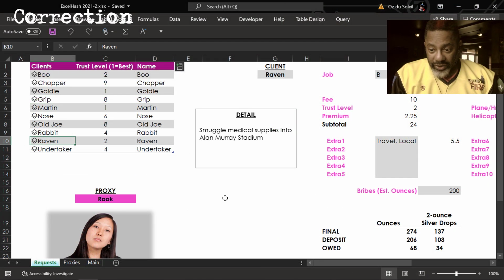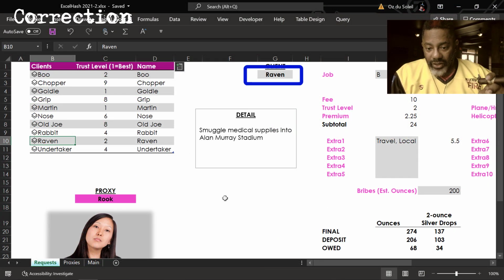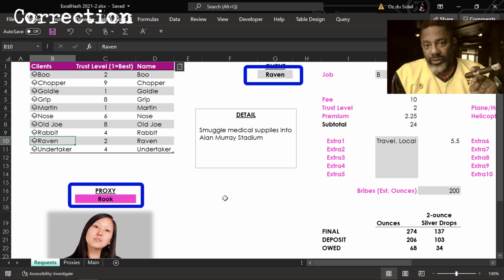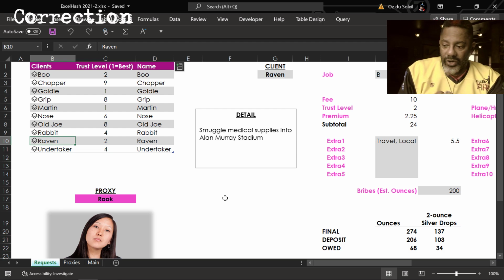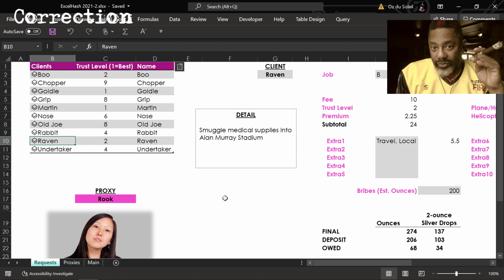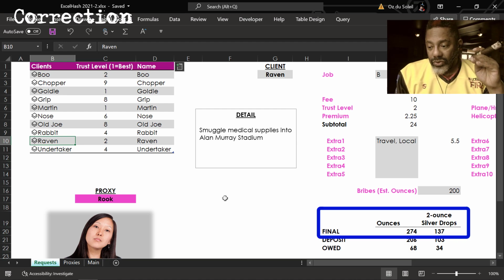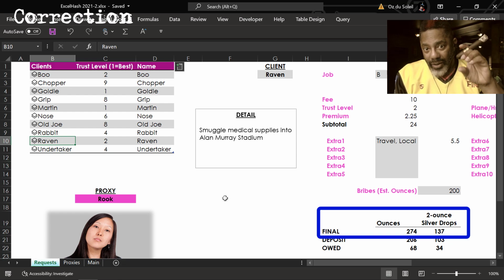In this situation, Raven sent Rook to get help smuggling medical supplies into Allen Murray Stadium. After all of these fractions have to be considered, the final is 274 ounces, which means count out to me 137 drops of the 2 ounce silver.